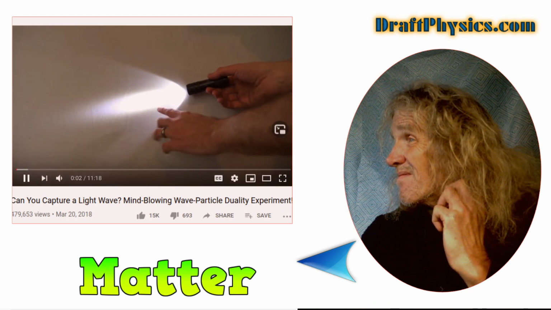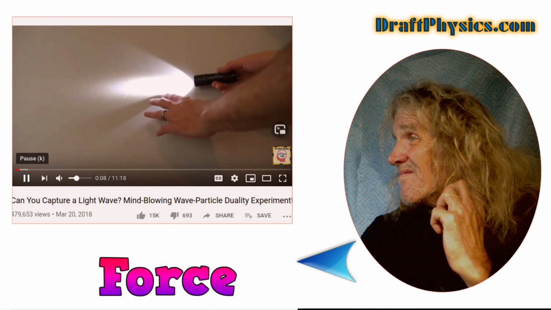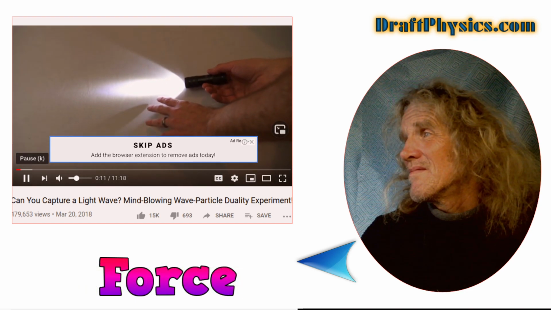Okay, today I'm going to be doing an experiment that proves that light is a wave. And then I'm going to do an experiment that shows you that light is a particle. And then after you're thoroughly confused, I'll explain what light really is.